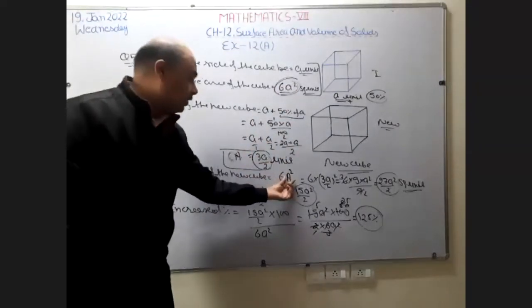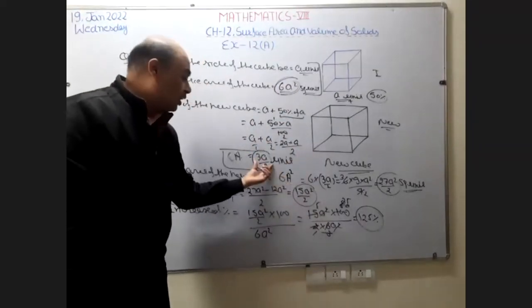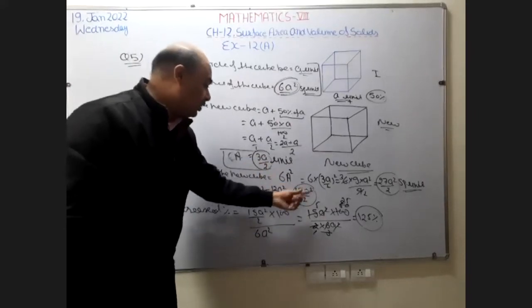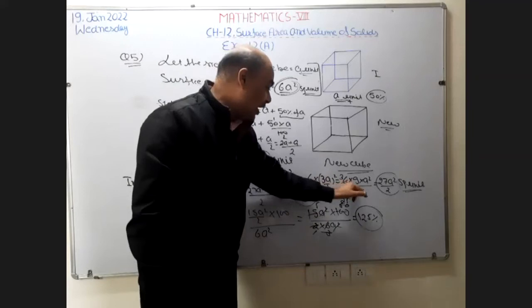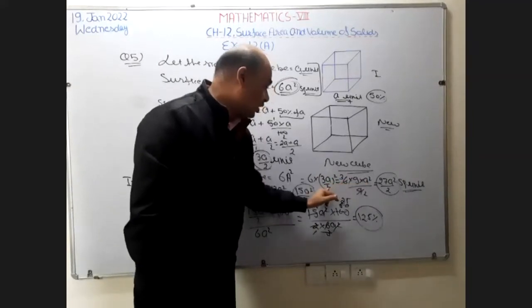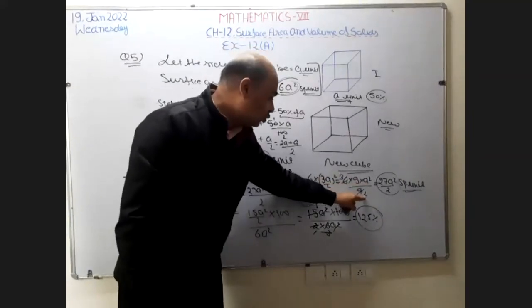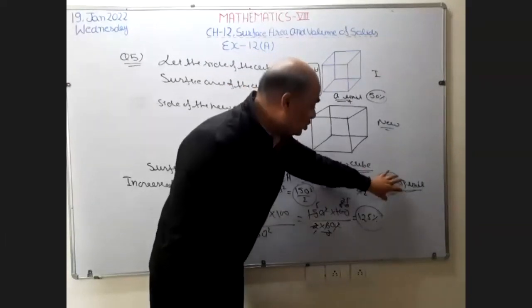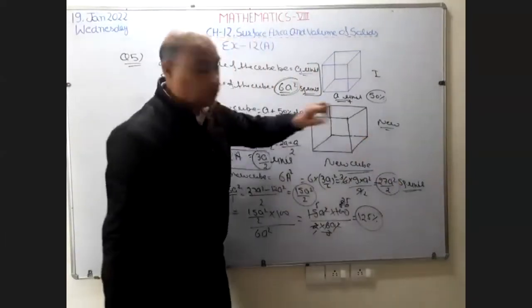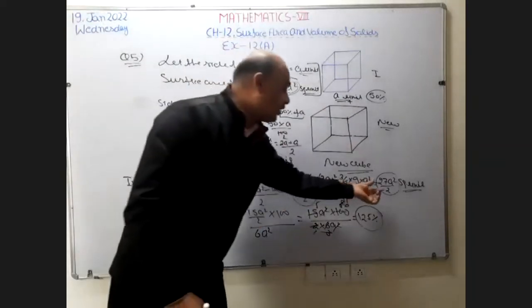Now, in this question, in the new cube, the side becomes this one. So, instead of a, you can write 3a upon 2. Now, square of 3 is 9, square of a is a square, square of 2 is 4. Now cancel, 2 2s are 4, 2 3s are 6. So this is going to be 27a square upon 2. So this is the surface area of the new cube.